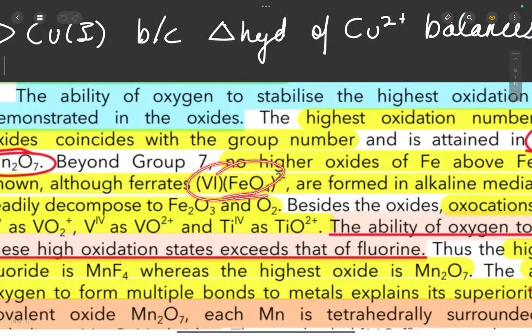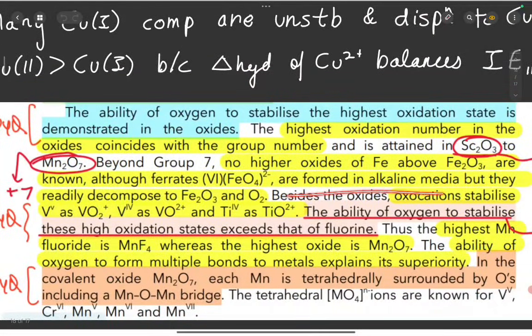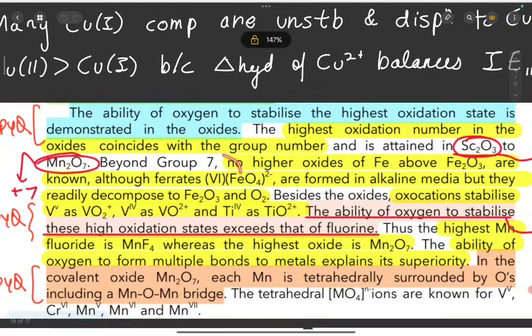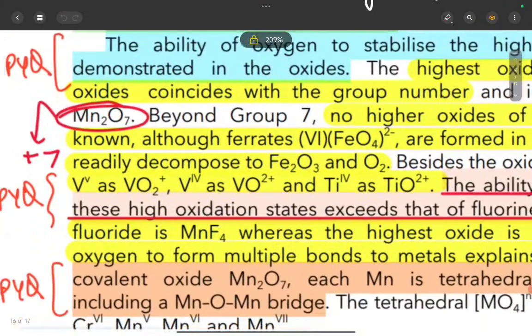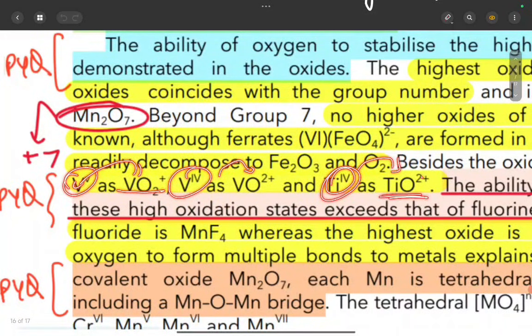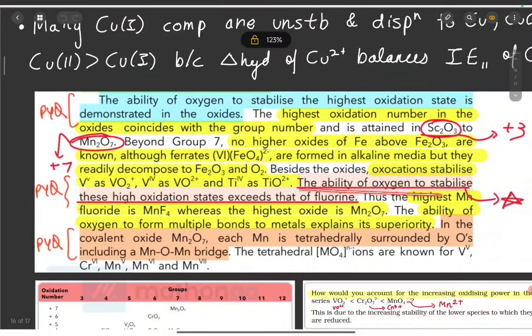And ferrite exists, ferrite is this ion. They are formed in alkaline media, but even in alkaline media, where it is imparted a little amount of stability, it still readily decomposes to Fe2O3 and O2. Now oxocations stabilize the d-block elements. How? The fifth oxidation state of vanadium is stabilized as this, the fourth as this. Titanium is already stabilized using 2 oxygens. And I told you the ability of oxygen to stabilize high oxidation states exceeds that of fluorine.